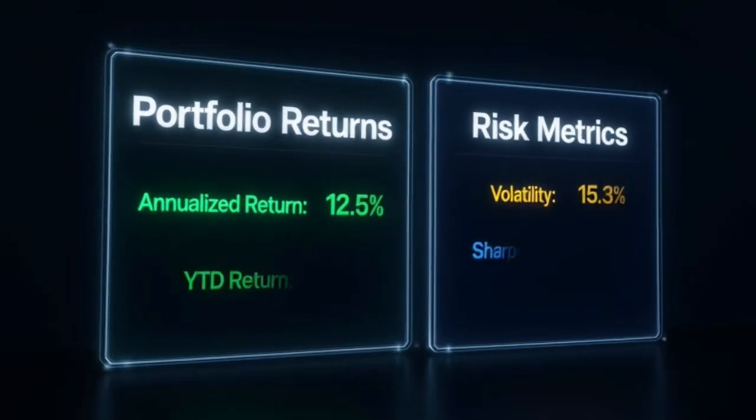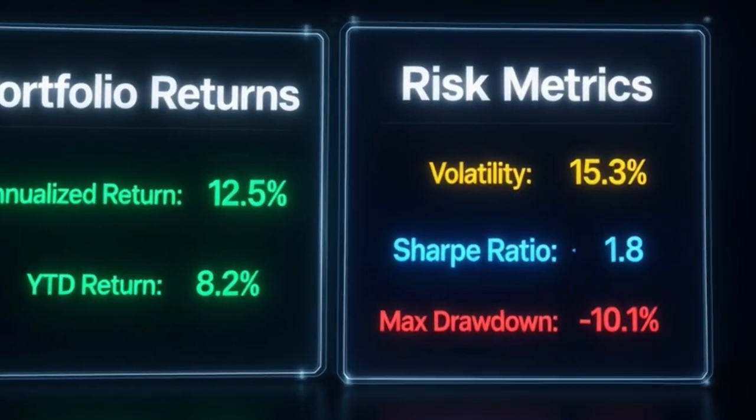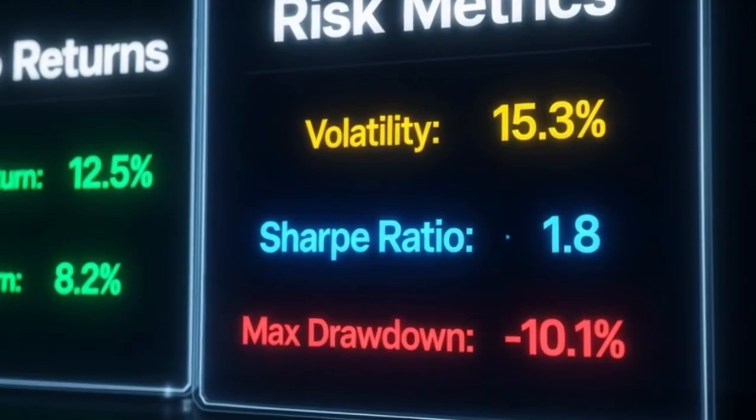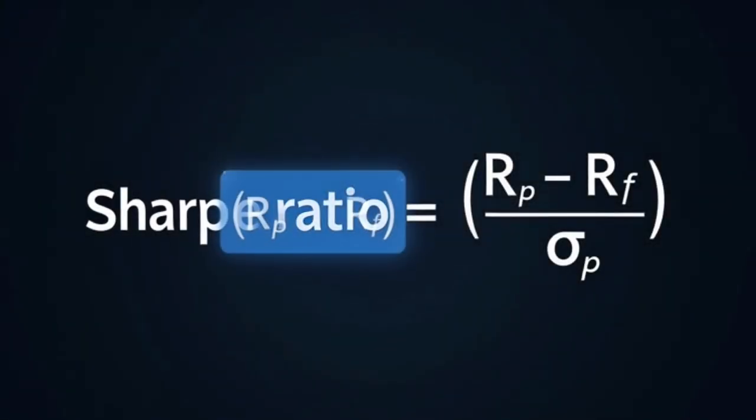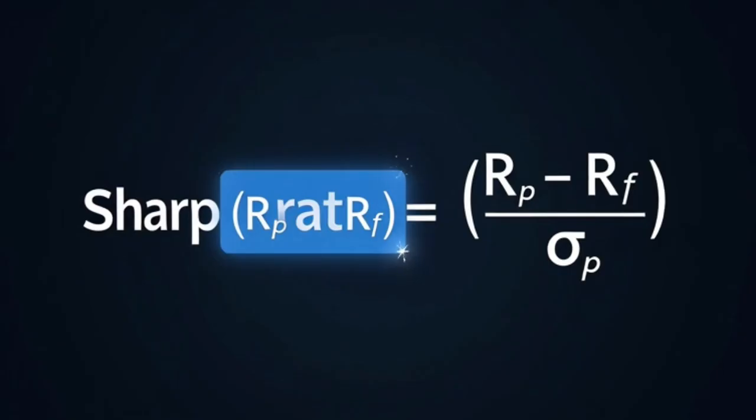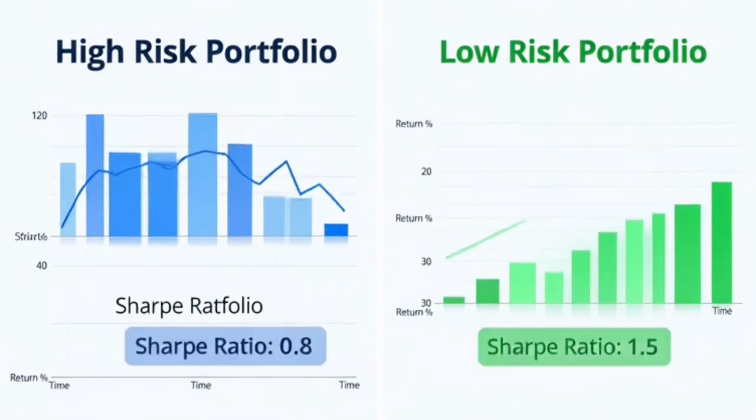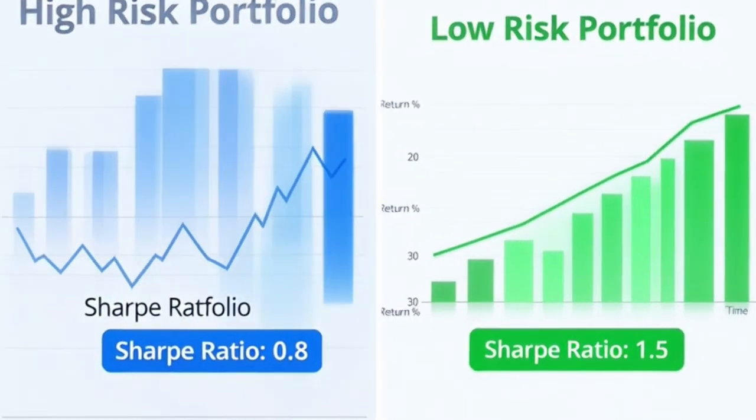The Sharpe ratio is one of the most powerful tools in finance, measuring return relative to risk. It is calculated as excess return over the risk-free rate divided by the portfolio standard deviation. A higher Sharpe ratio means better performance because more return is earned for each unit of risk taken.